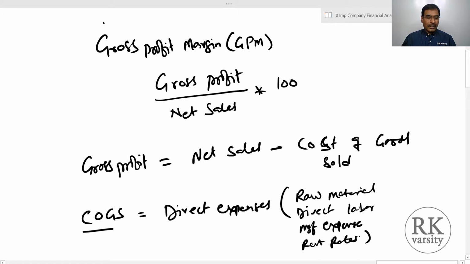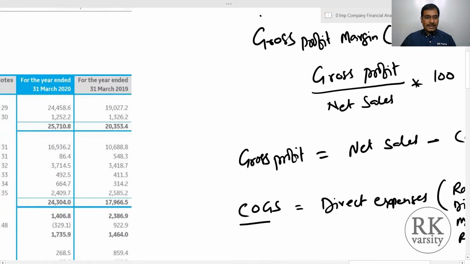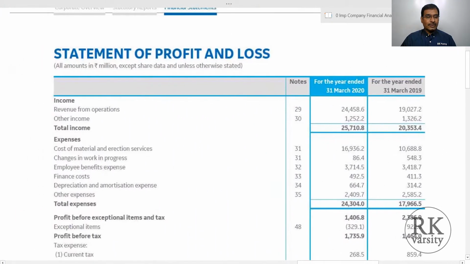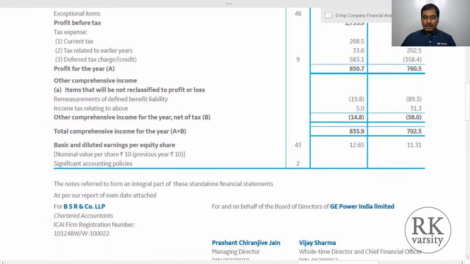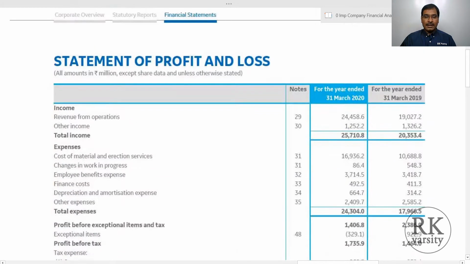You have to calculate the cost of goods sold on your own, then use that cost of goods sold to calculate the gross profit, and then use the gross profit to calculate the gross profit margin. I will show this with an example. Here is a profit and loss account of a company named GE Power India Limited, and this profit and loss account is for two financial years, that is for the year ended 31st March 2019 and 31st March 2020, and all the amounts are in rupees million.